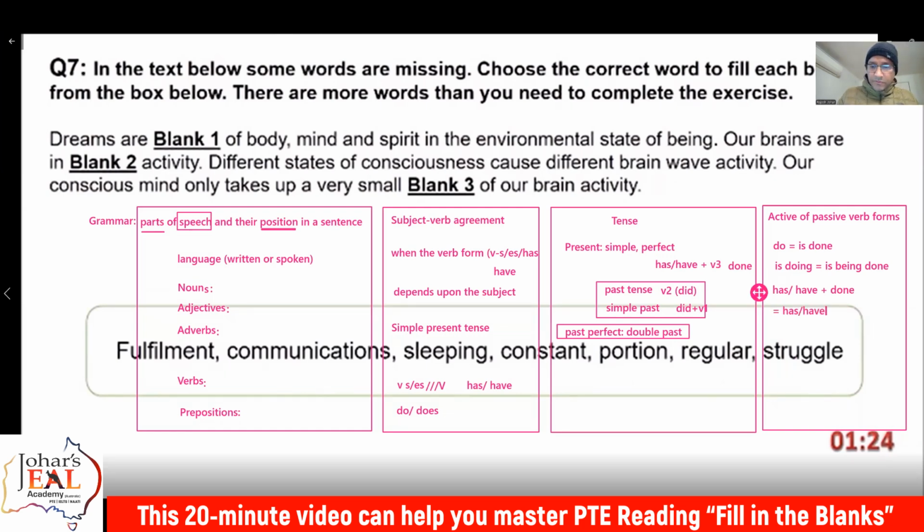Has or have been plus done. That's the passive verb form, another passive verb form. So I'll give you a list of active and passive verb forms, so don't worry about it.